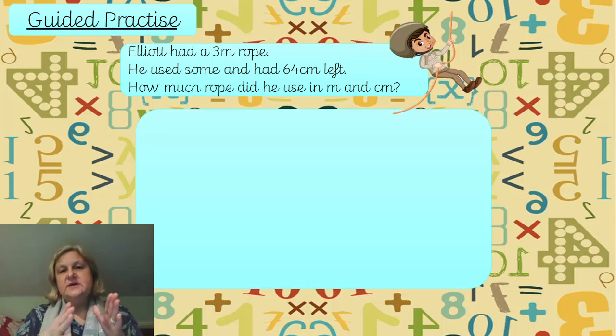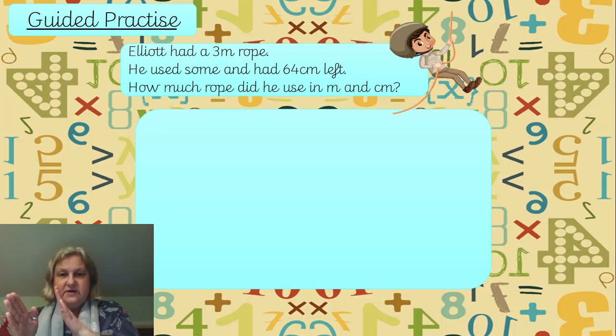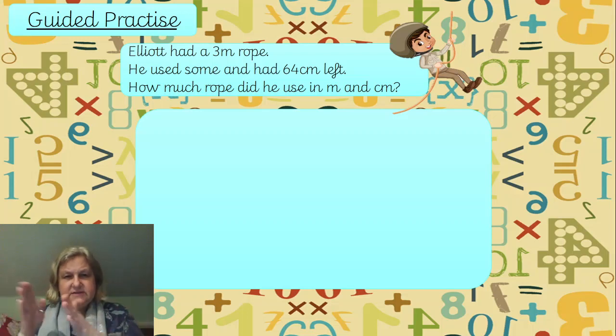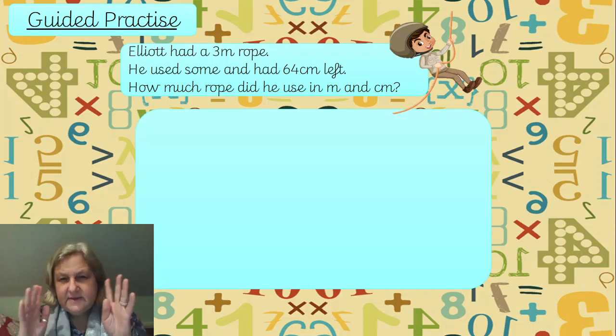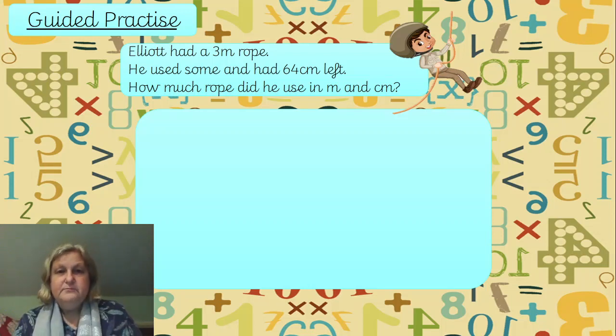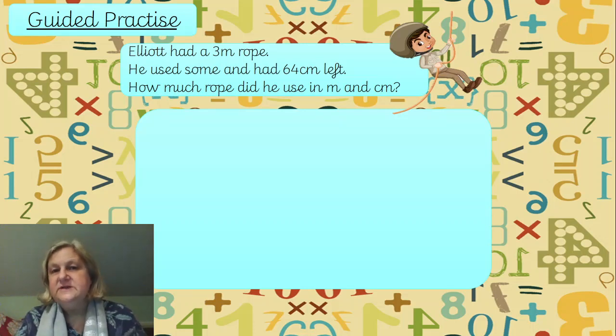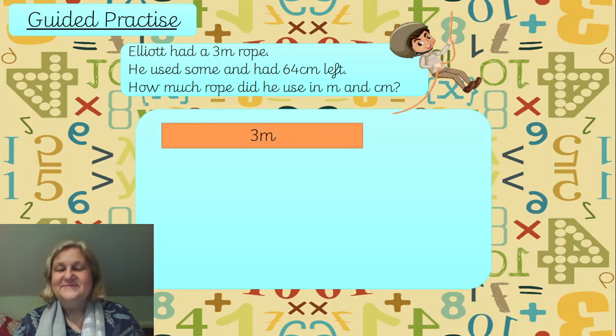He used some and he had 64 centimeters left, which compared to 3 meters, 64 is used quite a lot of this. So that's me using my estimating and my knowledge of measurements. How much rope did he use in meters and centimeters? Oh, this is somebody fussing about how they want their answer, but we need to do it. 3 meters of rope, so he's used some of it, so this answer is going to be smaller because he's got 64 centimeters left afterwards. So we know we're going to do an adding or a takeaway.